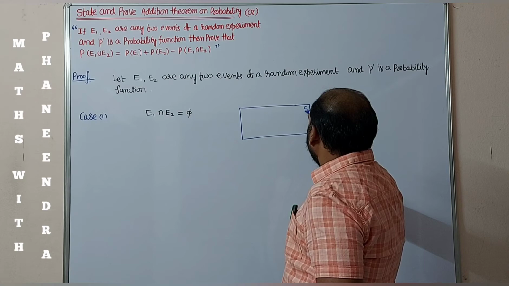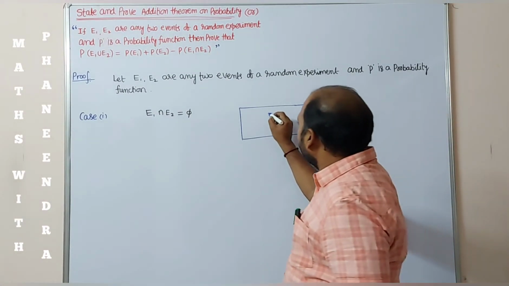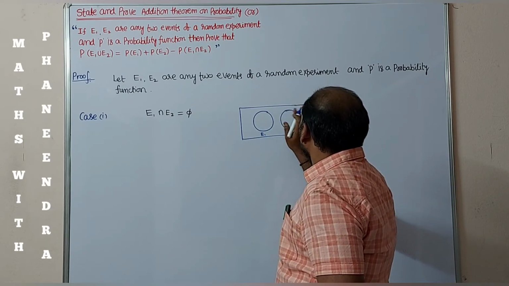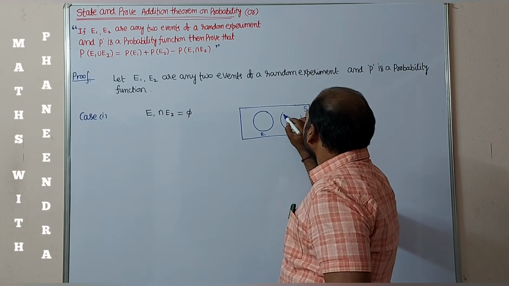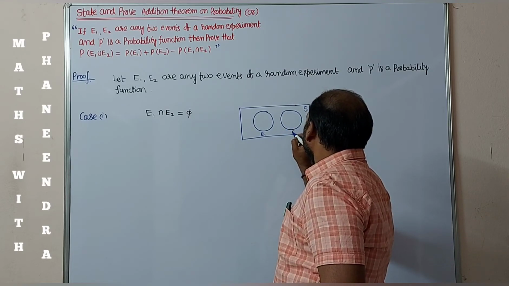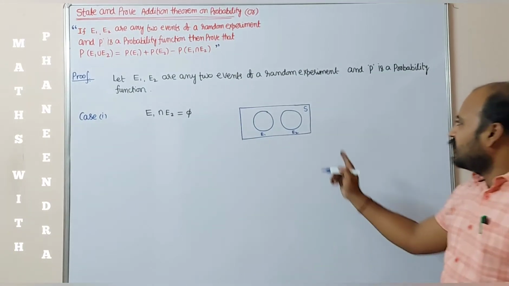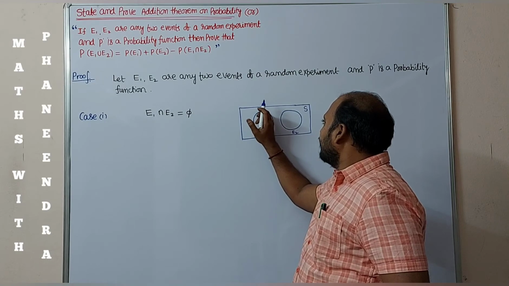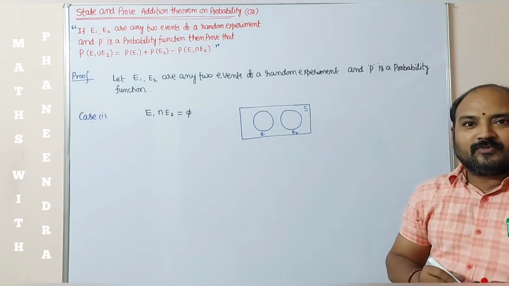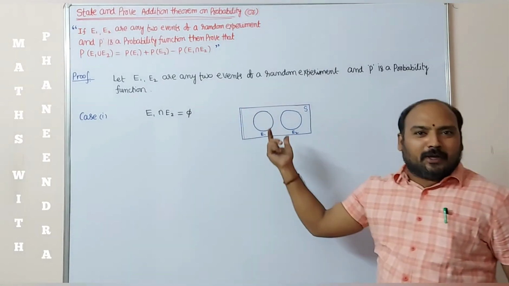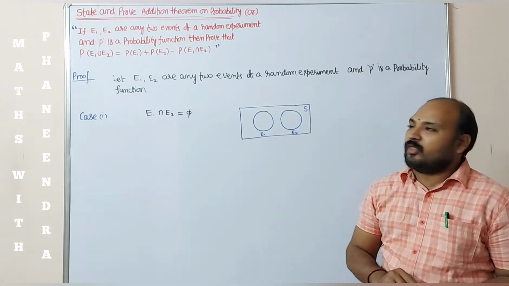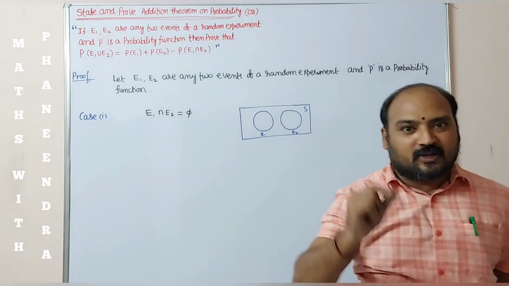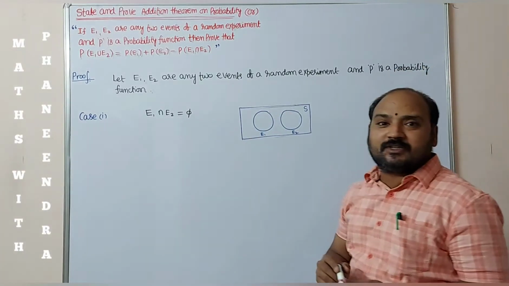This is the sample space of the random experiment. E1, E2. There is no common part. That is the reason E1 intersection E2 is phi. That means these two events are disjoint. They are asking to prove this result: P of E1 union E2 equals P of E1 plus P of E2 minus P of E1 intersection E2.